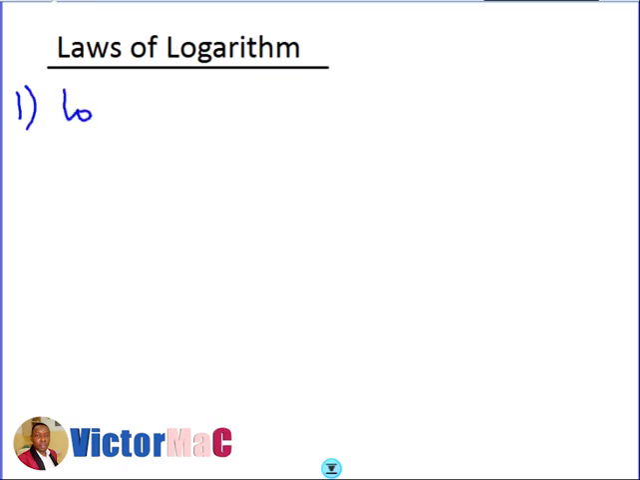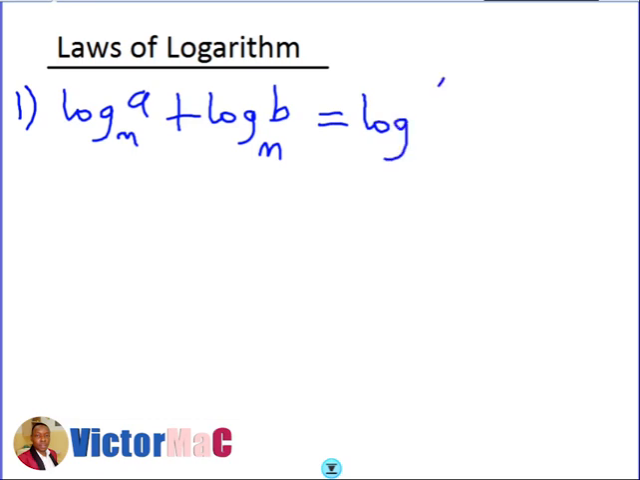The first one is the multiplication law. We have log a to base m plus log b to the same base m. Technically, it's more or less like we're factorizing the common base. So we're going to have log a, the addition will change to multiplication, then we multiply with b. So we have a times b with the same common base m. So technically, it's more or less like we're factorizing the log m, so to say.